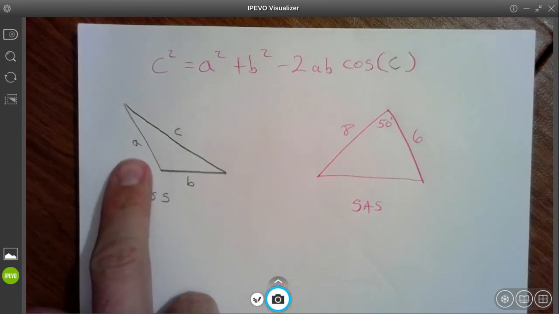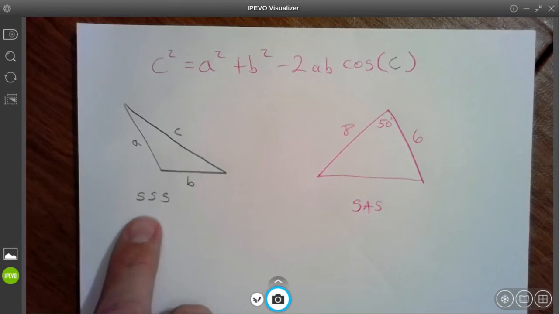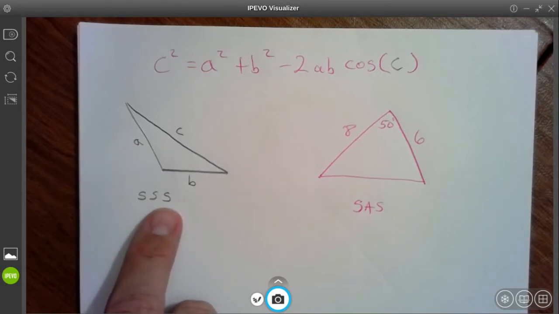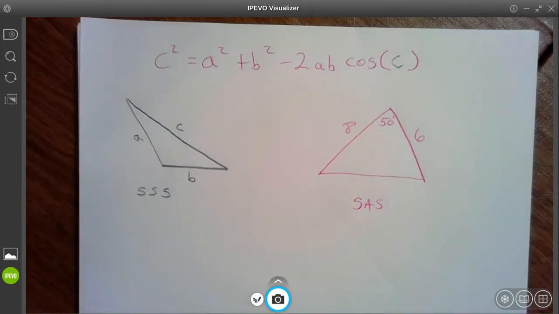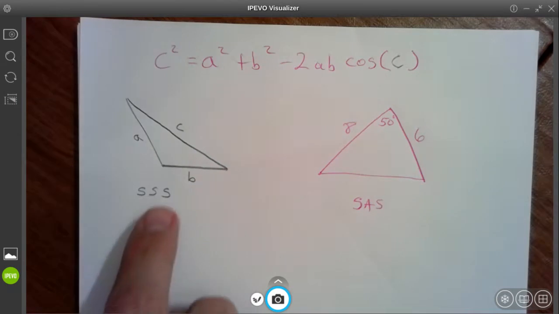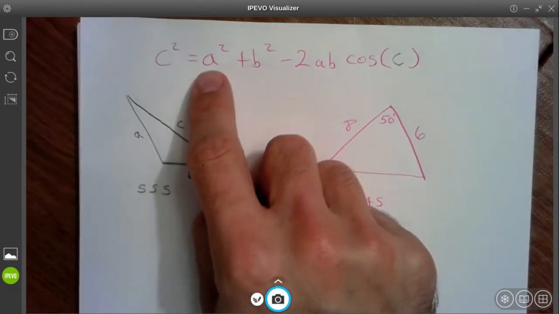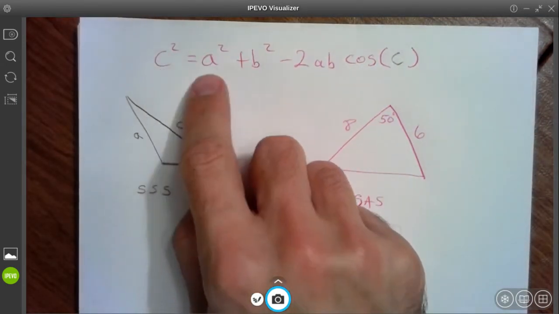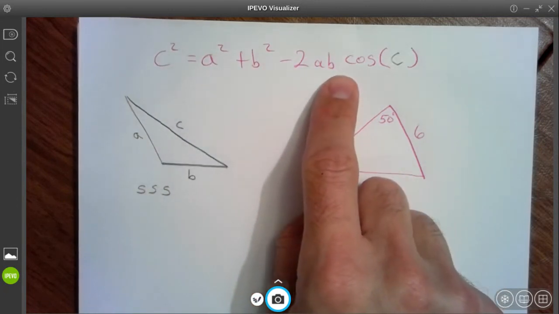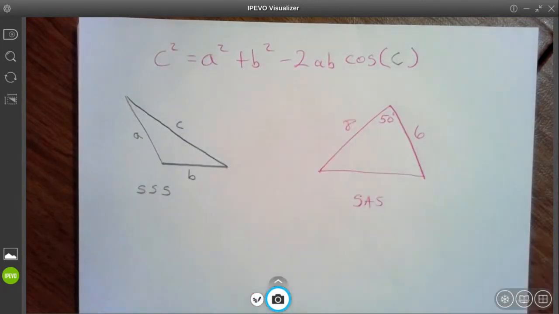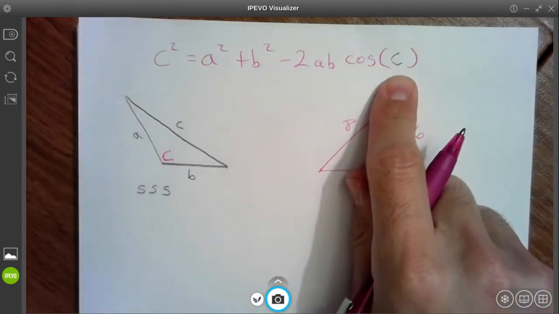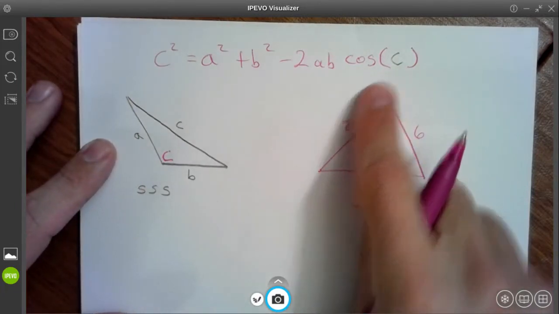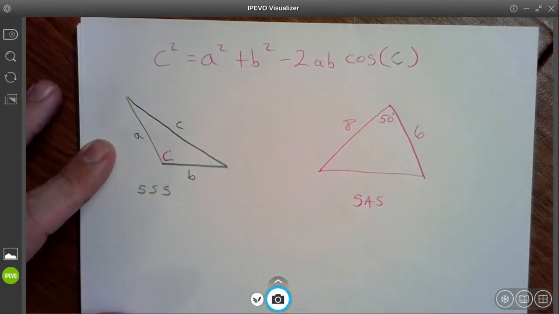So, one of the best places to use this formula is when you have three sides of a triangle. Let's say you know A, B, and C, but you're trying to solve for one of these missing angles. That would be a good time to use it. Because if you know what lowercase a, b, and c are, you can use that to solve for angle C right here. You just have to algebraically manipulate it a little bit and use your inverse cosine, and you'd be able to solve for a missing angle.